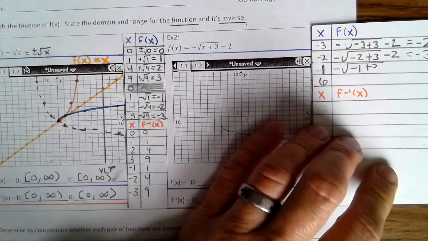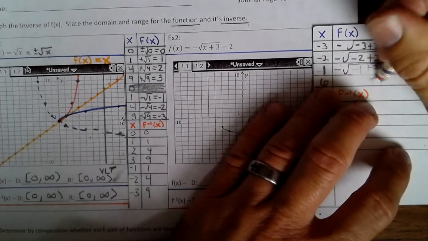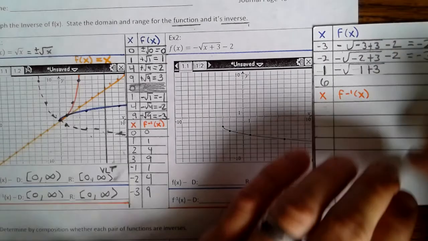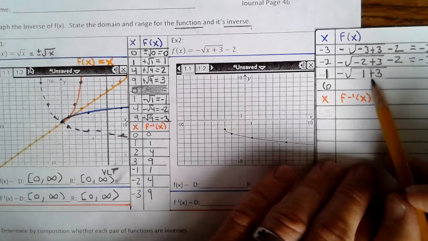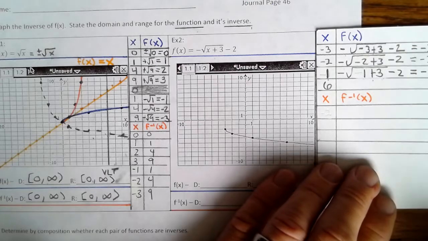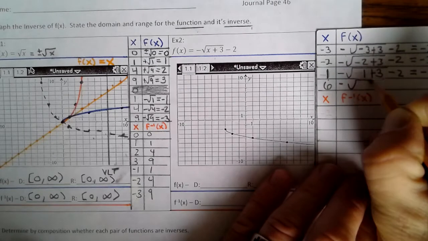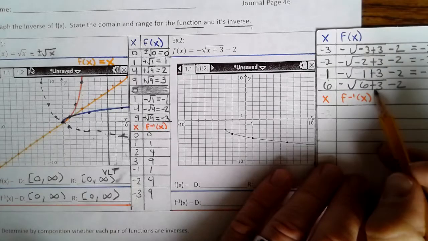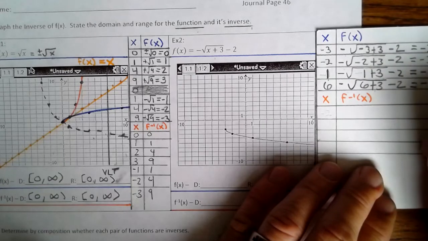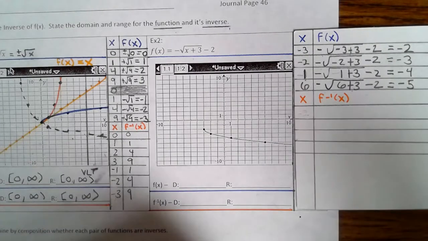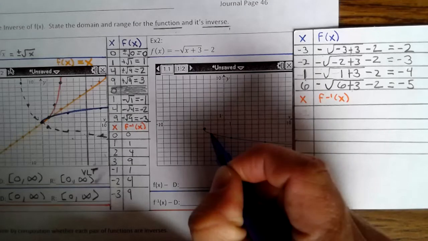Okay, if I change it to 1, 1 plus 3 is 4. This, a positive one, works much better because 1 plus 3 is 4. Square root of 4 is 2. So -2 minus 2 is -4. And then 6. So negative square root of, and 6 works because 6 plus 3 is 9. Square root of 9 is 3. -3 minus 2 is -5. So you want to be specific with the values you pick because it'll help graphing, okay? So graphing is -3, -2, -2, -3, 1, -4, and 6, -5.